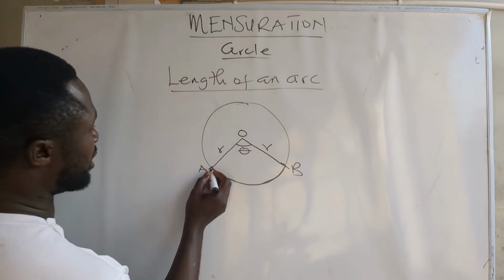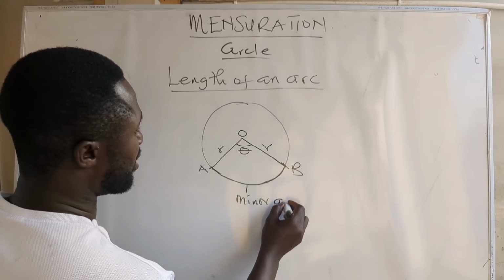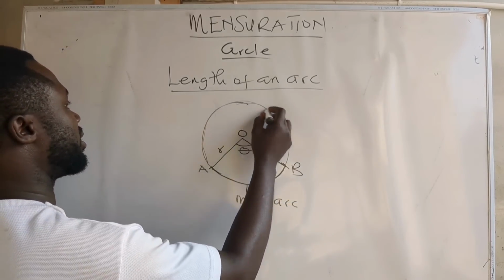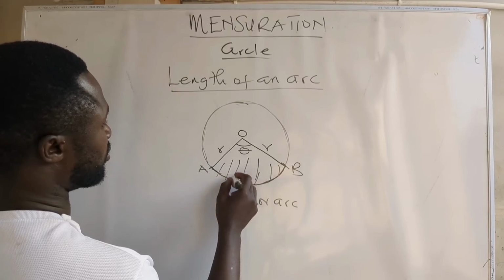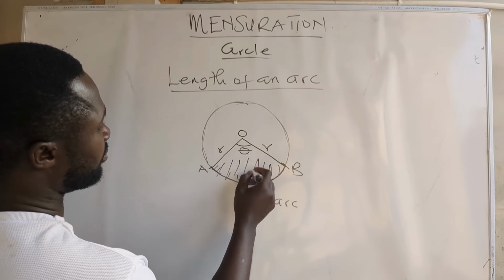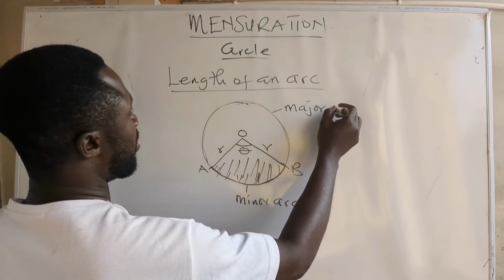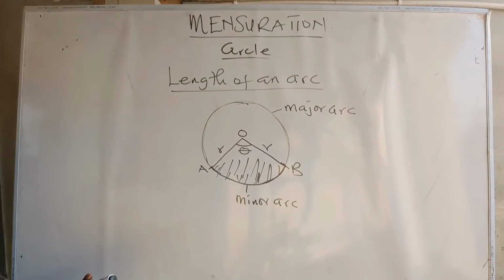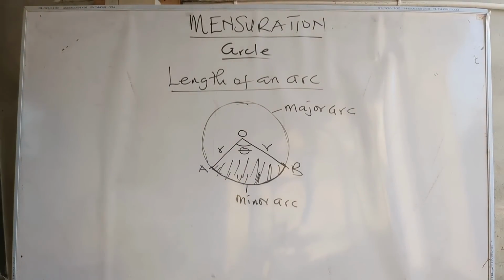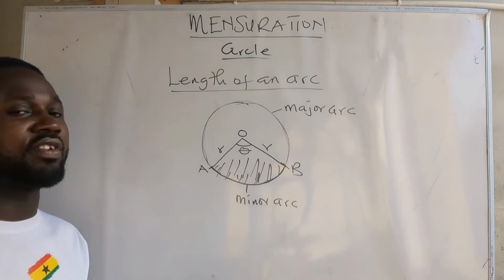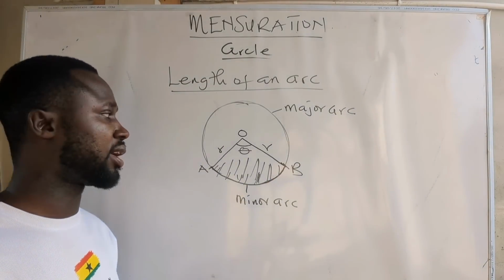All right, so this is my minor arc, and then the bigger part here becomes, so let me shade this place so that you see the shaded place, and then the bigger part here is called my major arc. So the angle subtended at the center is very key, very important to help us to calculate the length of the arc. So you will see if it's a major arc or a minor arc.